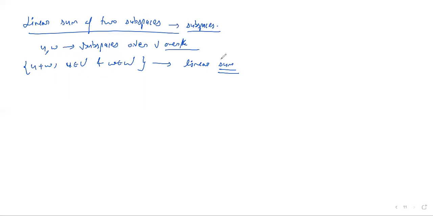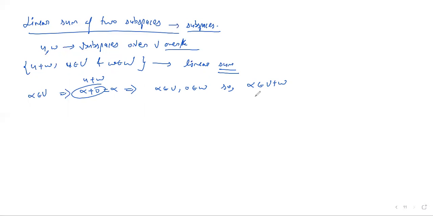Now let's see how they form a subspace. If alpha is a vector which belongs to U, then alpha plus 0 equals alpha, where alpha belongs to U and 0 belongs to W. So from this we get that alpha belongs to U plus W. This is the linear sum. We are taking the linear sum, which is U plus W.